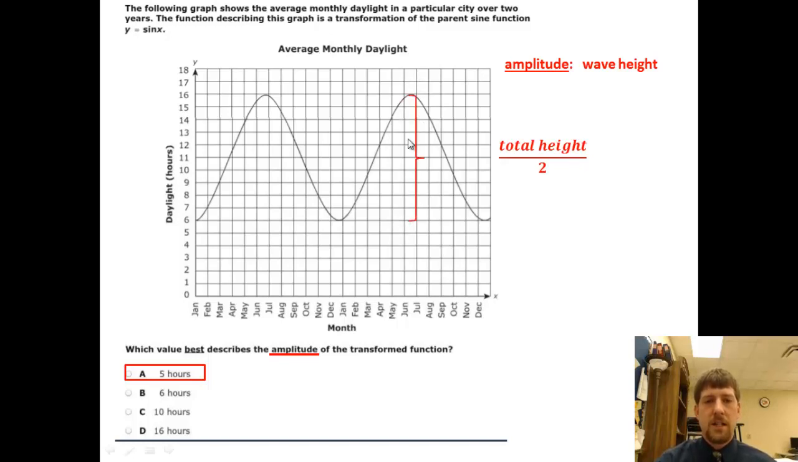So from 6 to 16 is 10. 10 divided by 2 is 5. So you get 5 hours. Either way you look at it, it doesn't matter. But the important thing to remember is it's not the overall height, it's half of that. So it's the height from the midline, from that middle, from when everything's at rest. That vertical displacement from equilibrium, if we're going to sound really mathy.